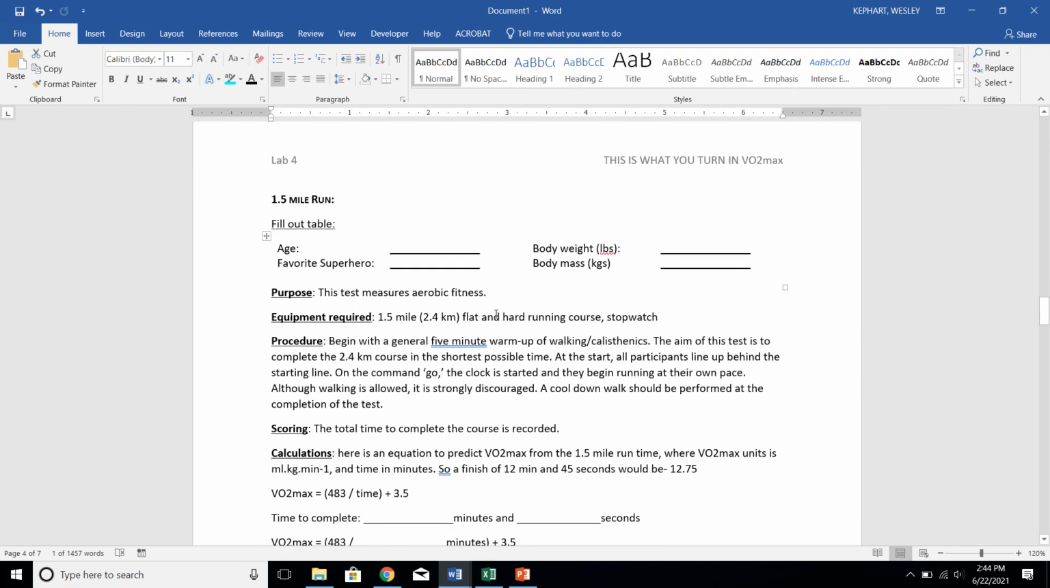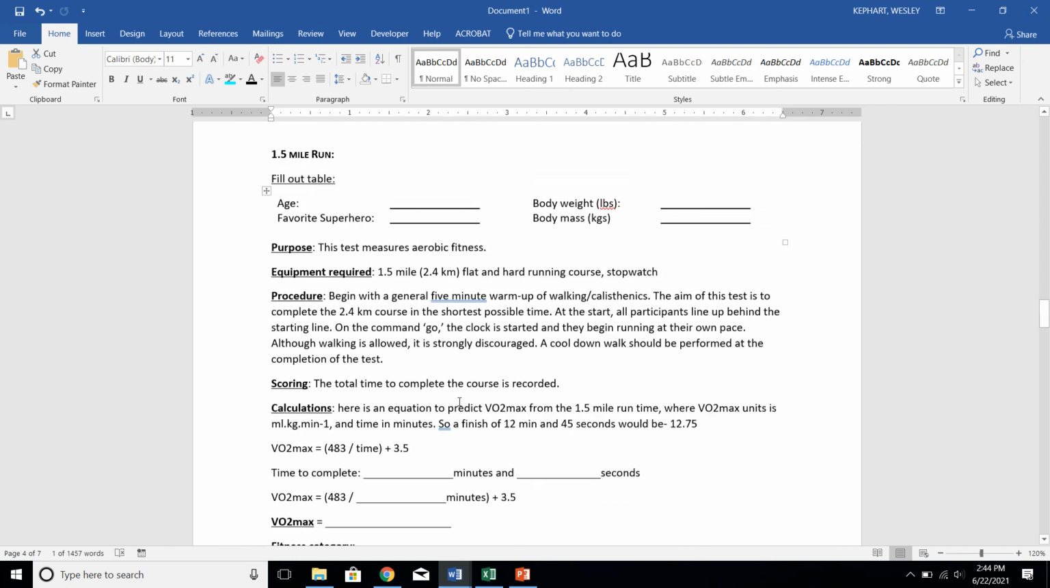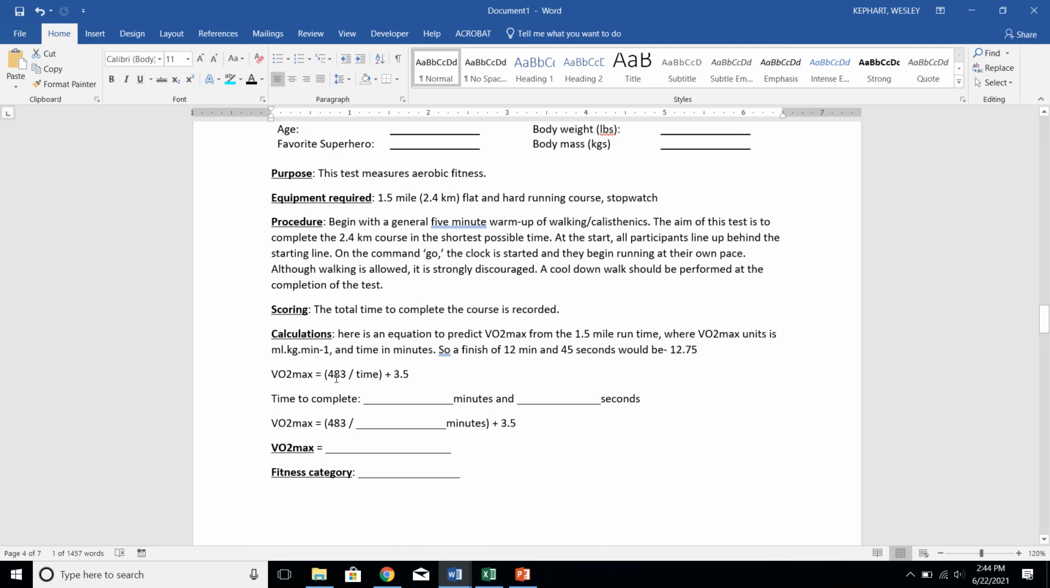This next one, this test kind of sucks, but I want you to either video yourself doing it or take a bunch of pictures, pre, during, and post of a 1.5 mile run. Pretty simple. I wrote out all of these procedures. This is all you simply have to do in order to predict your relative VO2 max here. It's 483 divided by time plus 3.5.